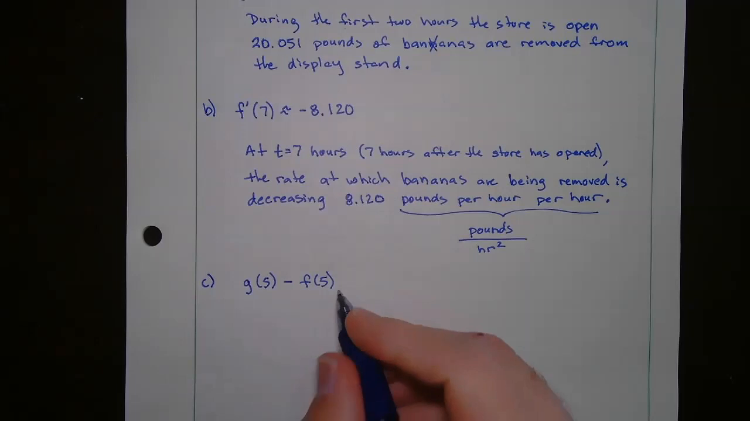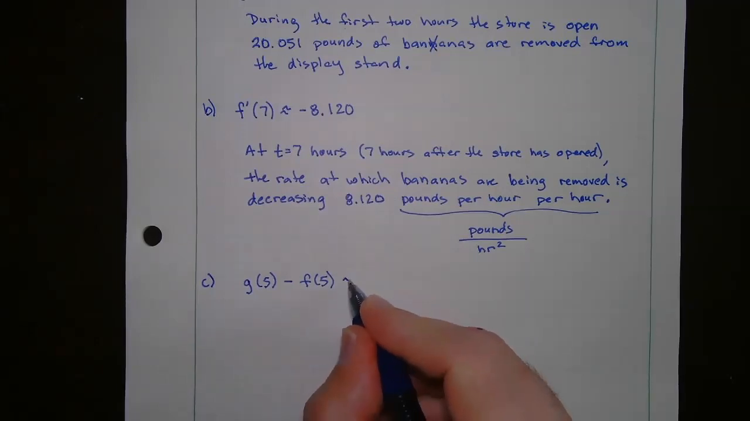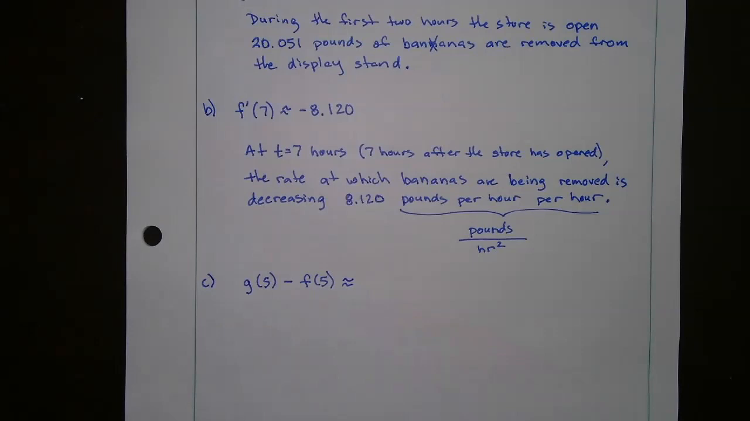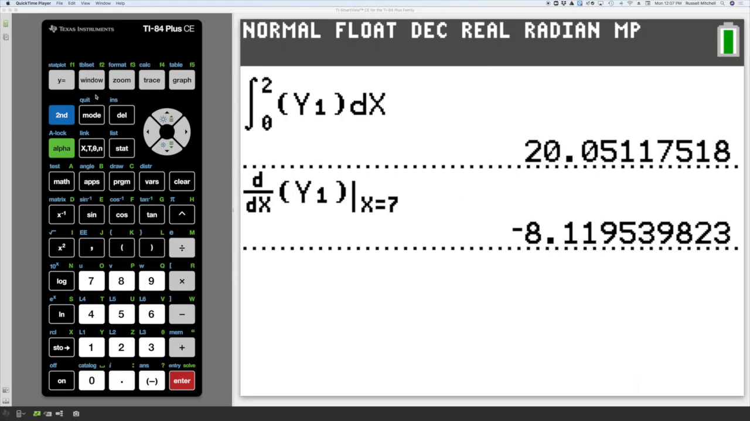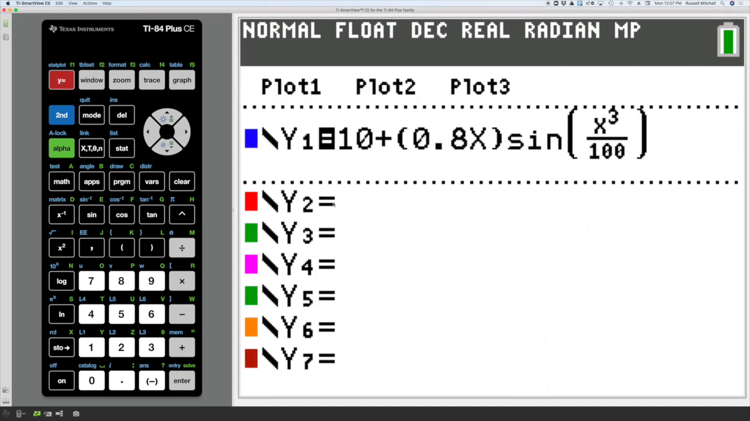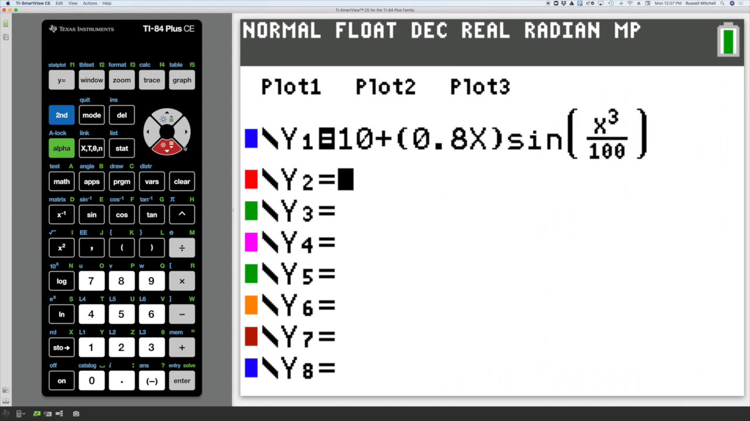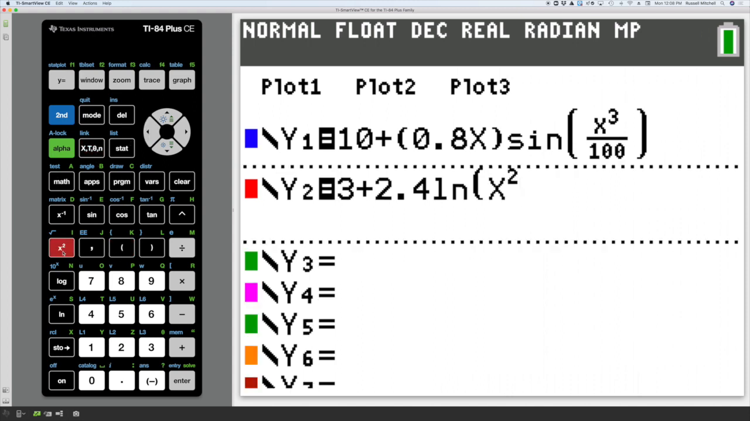changing. So let's go to our calculator and put this in and see, does that give us a positive value or a negative value? What we're going to have to do in our graphing calculator is put in g of t for our y2. So g of t was 3 plus 2.4 natural log of t squared plus 2t. Didn't mean to put that second parenthesis there. T squared, so we're going to have to use x squared plus 2x.